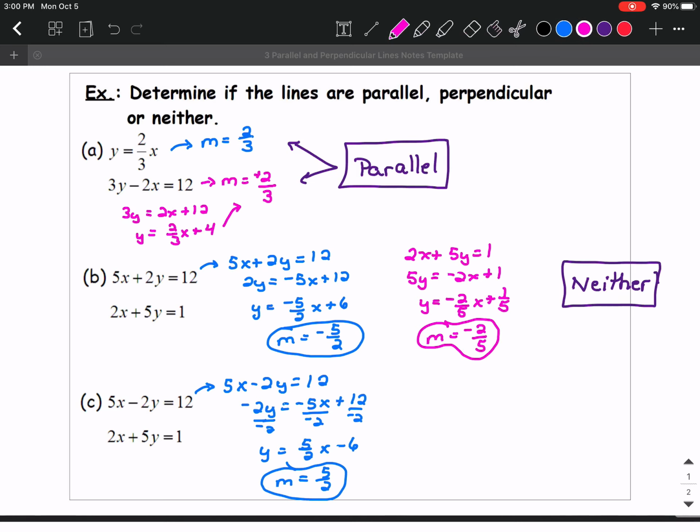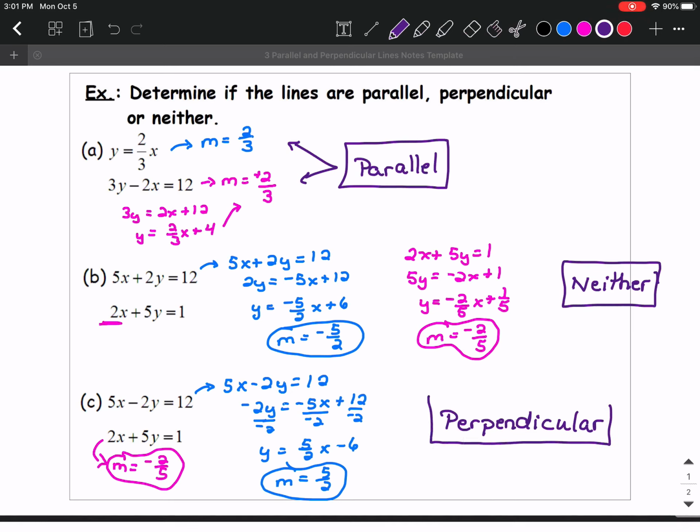And notice that the second line is the same one we had in B, so we already did that. Our slope is negative 2/5. Here we go. Those are negative reciprocal slopes. That means that these lines are perpendicular. They will cross to form right angles.